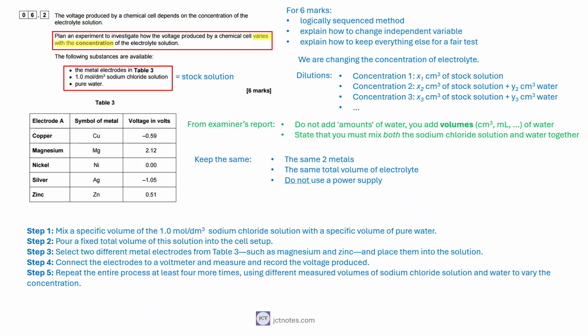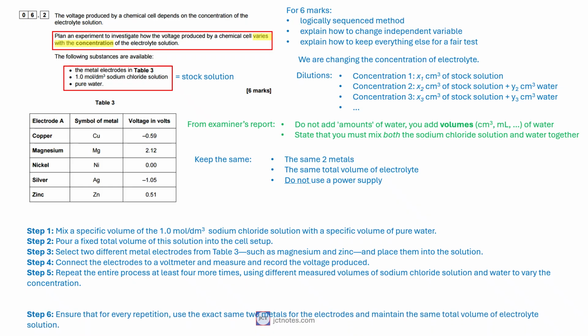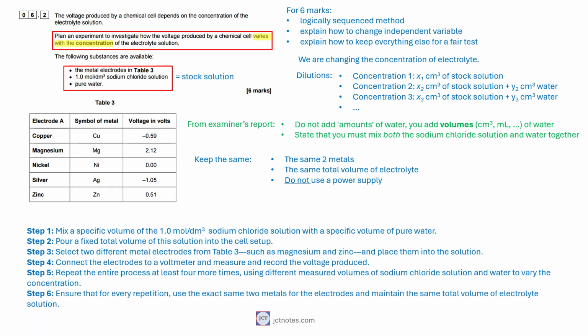Step 5. Repeat the entire process at least 4 more times, using different measured volumes of sodium chloride solution and water to vary the concentration. Step 6. Ensure that for every repetition, you use the exact same 2 metals for the electrodes and maintain the same total volume of electrolyte solution.